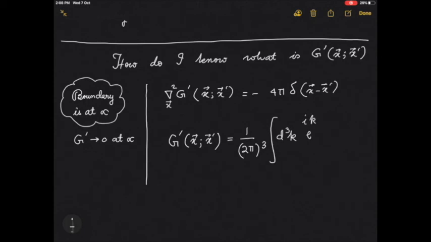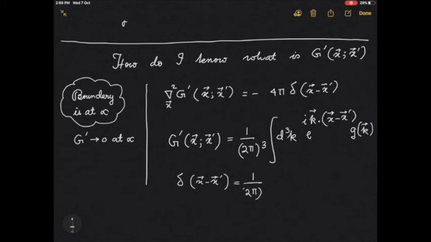K is the conjugate variable to X. And the Fourier transform of capital G is small g, conveniently chosen. The delta distribution, or what we call the delta function in physics, has a representation in terms of integrals, which looks like this.